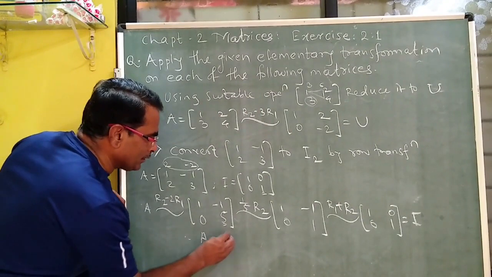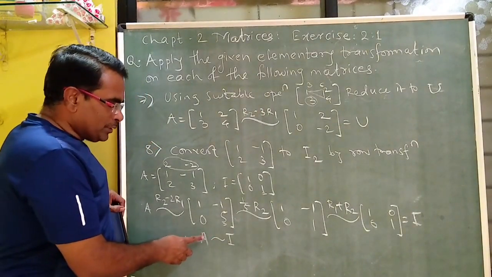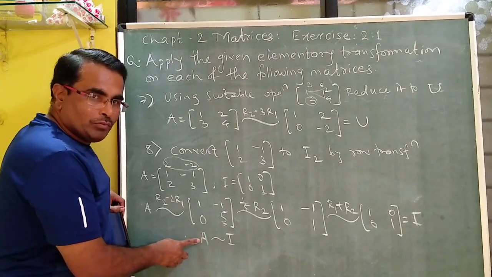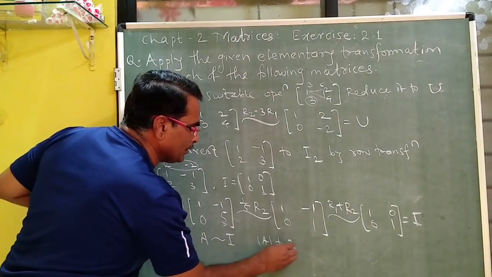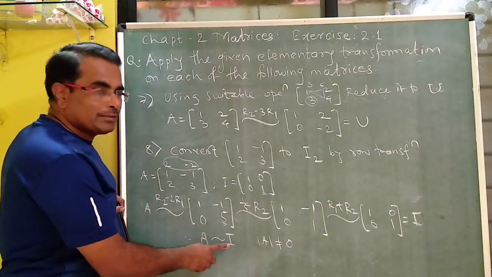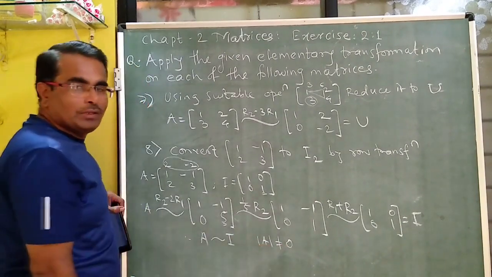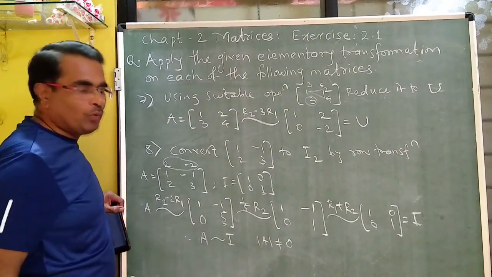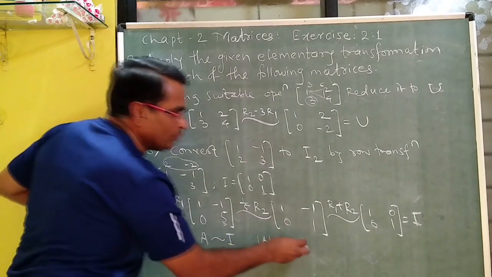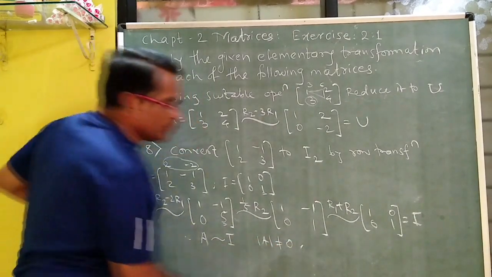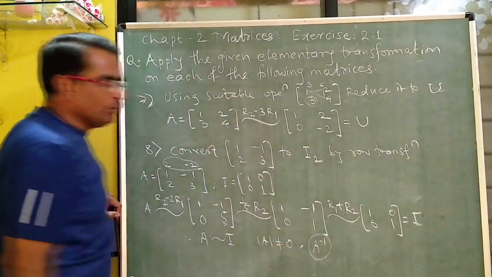Therefore, we will say that A is equivalent to I. The speciality of such a type of matrices which convert to the identity matrix is that the determinant of A should not be 0. Then and only then is it converting to the identity matrix. Otherwise, when the determinant is equal to 0, the matrix A is not convertible to I. And when the determinant of A is not equal to 0, that gives us the next concept, which is called the inverse of a matrix. That is our next concept which we are going to consider now.